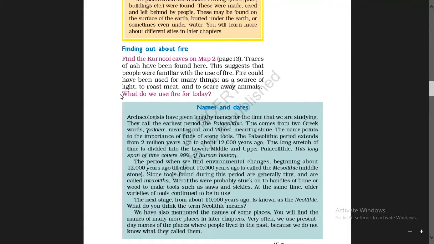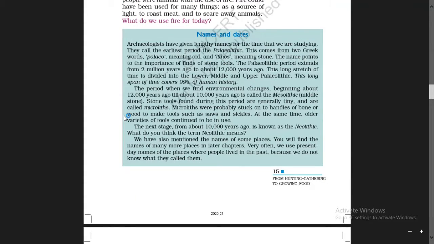Boys, you see under the names and dates as given: what do we use fire for today? For what purposes are we using fire today? You can write that, is it not? For example, for cooking, for heating, for boiling, etc. Here, under names and dates, you can read these names and dates and some terms that have been given yourself. Let us turn over to the next page.